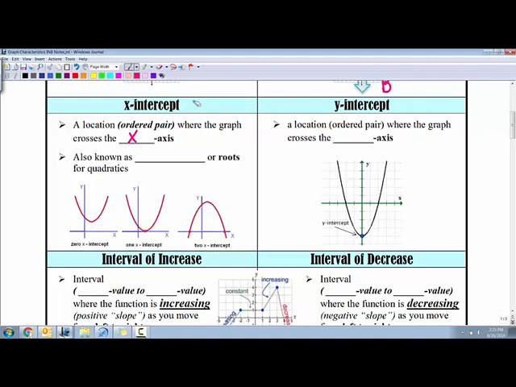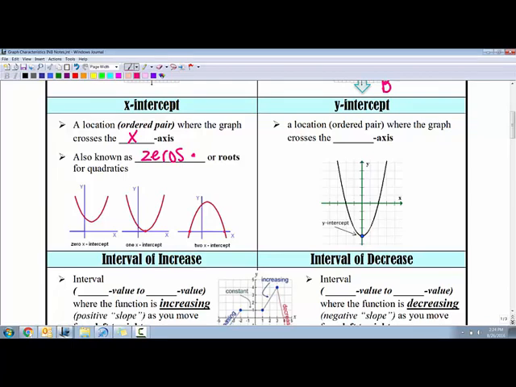Also known as the what or roots of a quadratic function. See if anyone remembers from yesterday. What is another way we can say x-intercept? Is it axis, parabola, vertex? It could be the vertex, but they can also be called the zeros or the roots. Yeah, zeros. And why is that? Because y is 0. That's why it's a 0.